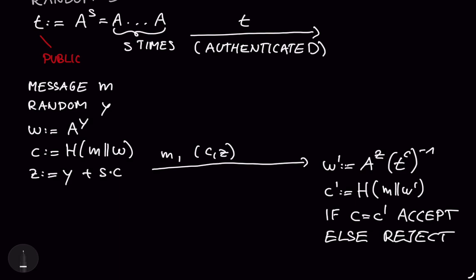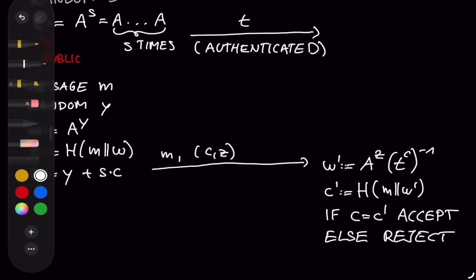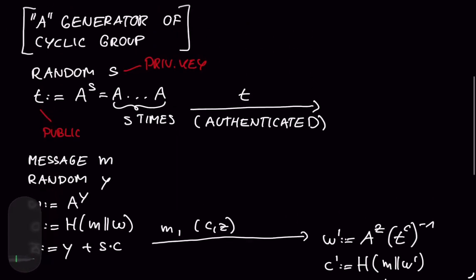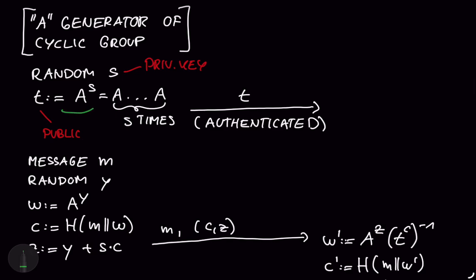What else can we say about it? So we have a hash function, and the security more or less belongs to the DLP. Computing the S value from T is a DLP, the discrete logarithm problem.